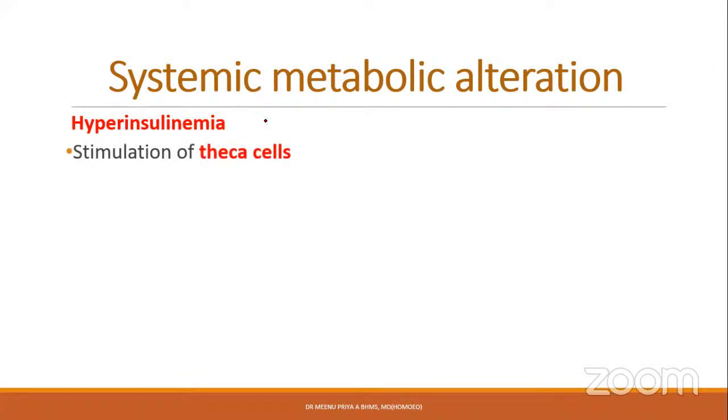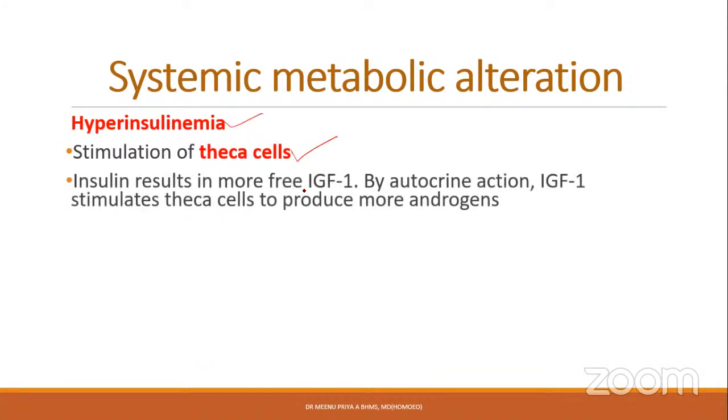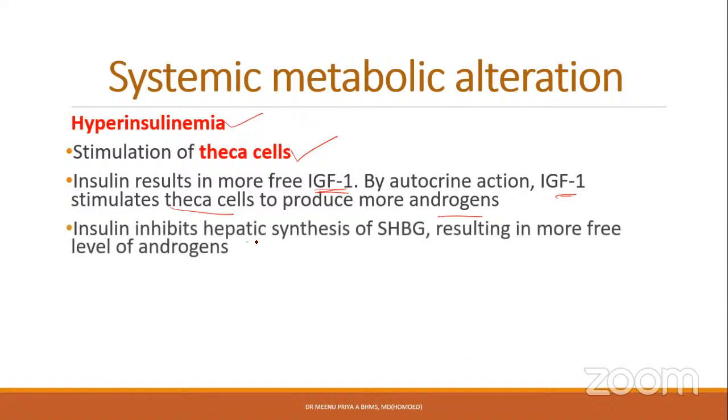Hyperinsulin, systemic metabolic alteration: hyperinsulinemia occurs. Again here, that is because of stimulation of theca cells. Insulin results in more free insulin growth factor 1, and by autocrine action, insulin growth factor 1 again stimulates theca cells to produce more androgens. And insulin inhibits hepatic synthesis of SHBG, sex hormone binding globulin. And what happens if it is inhibited? The sex hormone is not binding with anything, so free levels of androgen are in excess.